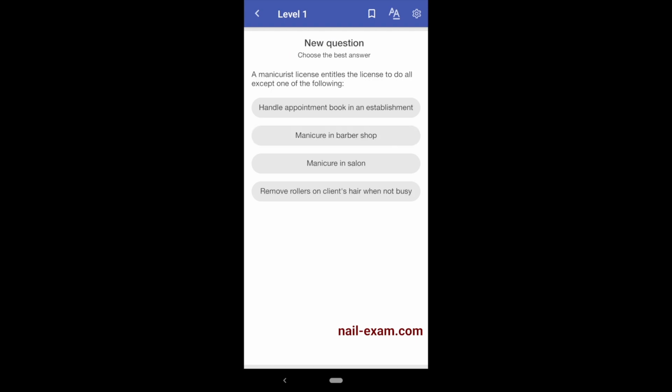A manicurist license entitles the licensee to do all except one of the following. Answers: A. Handle appointment book in an establishment. B. Manicure in barbershop. C. Manicure in salon. D. Remove rollers on client's hair when not busy. The answer is D.